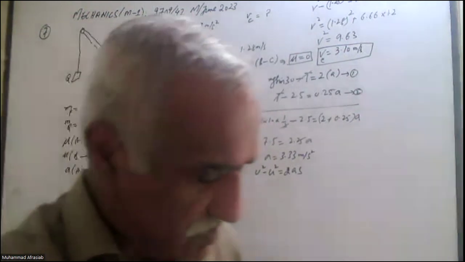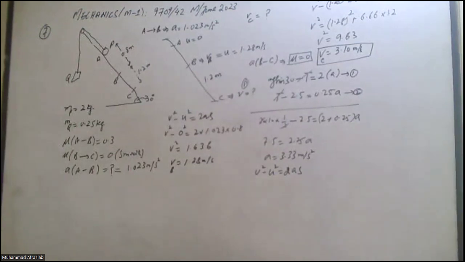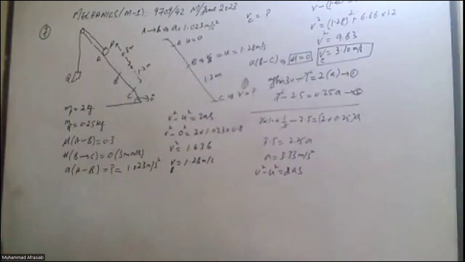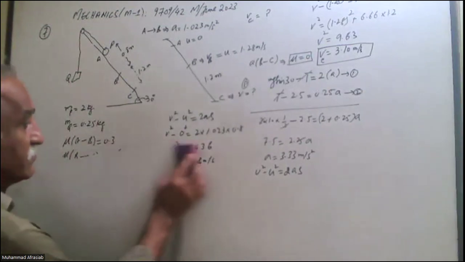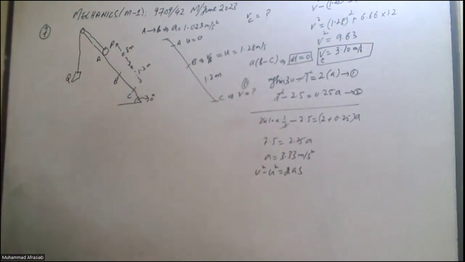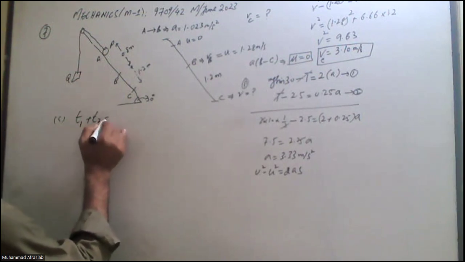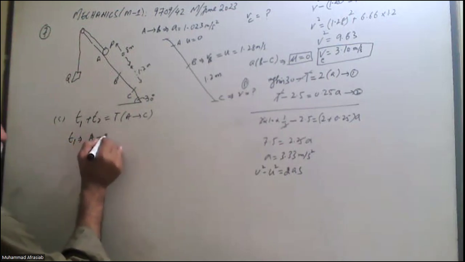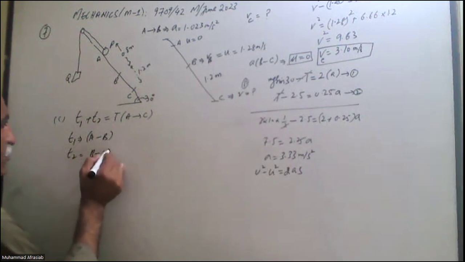And now we are going to find out the last part of this question: find the total time taken for P to travel from A to C. So we have two stages here, one from A to B and one from B to C. The total time taken is T1 plus T2, where T1 is the time taken from A to B and T2 is the time taken from B to C.